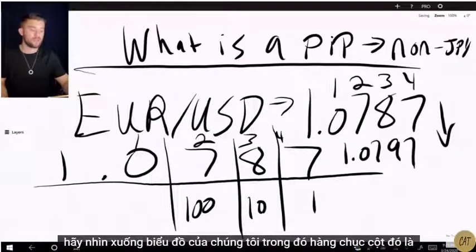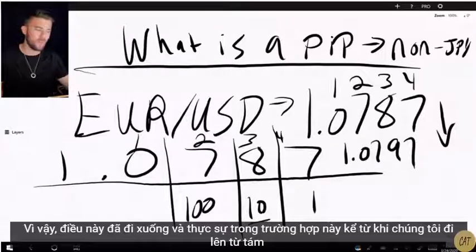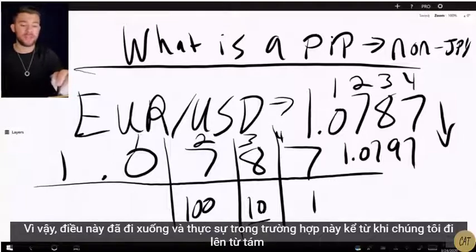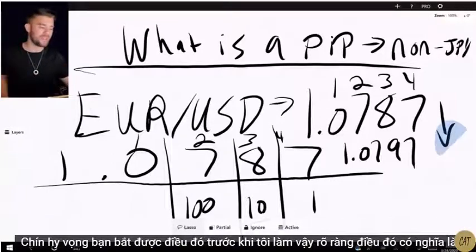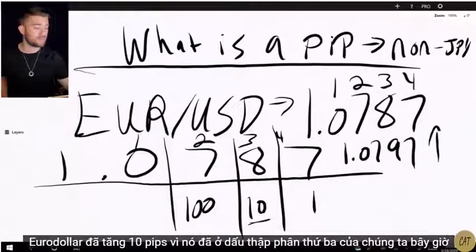Well, let's look down here at our chart where that's the 10s. That column is the 10s. That decimal point, number 3, is the 10s. So therefore, since we went up from 8 to 9, hopefully you caught that before I did, then obviously that means that the euro dollar is up 10 pips because it was in our third decimal point.